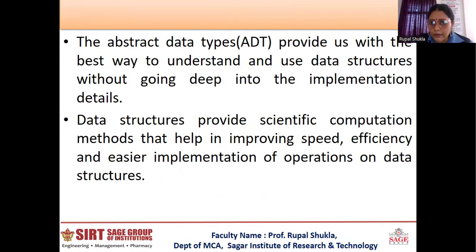The abstract data types provide us with the best way to understand and use data structure without going deep into the implementation details. Data structure provides scientific computation methods that help in improving speed, efficiency, and easier implementation of operations on data structures.